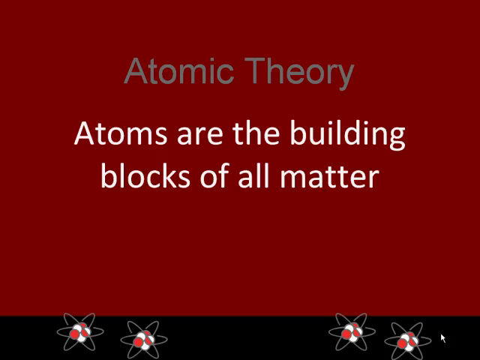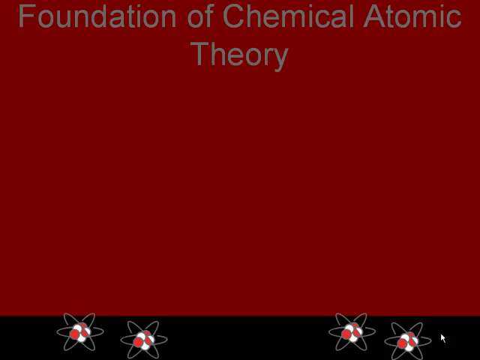So in other words, we're talking about the atomic theory. And the atomic theory is based upon the idea that atoms are the building blocks of all matter. So the foundation of chemical atomic theory comes from three laws that we're going to look at to start with. The law of conservation of mass, which was given to us by Lavoisier.